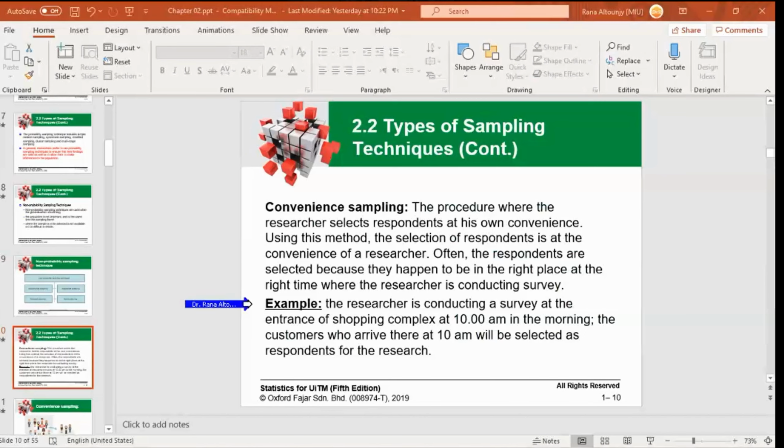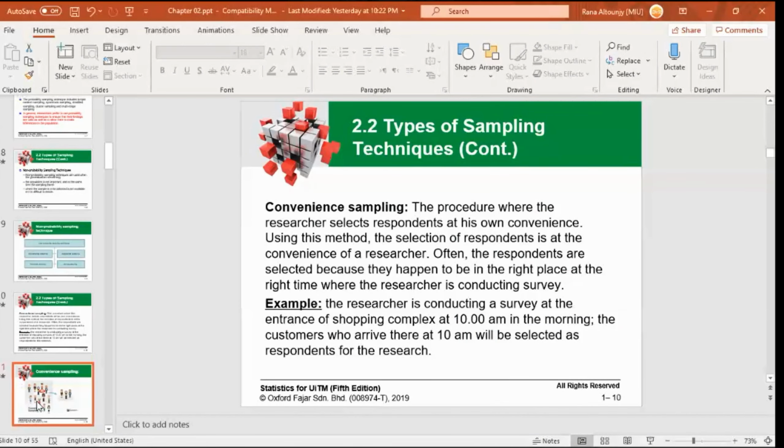As an example, the researcher is conducting a survey at the entrance of a shopping complex at 10 a.m. So anyone passing through the entrance of that shopping mall at 10 a.m. will be part of the sample. That's it. But here we see that the researcher didn't study the number of people entering the shopping mall and what time they are entering, so that he could decide what time to go. He just saw that 10 a.m. is more convenient for him, so he proceeded to collect data from those entering the shopping mall at 10 a.m.